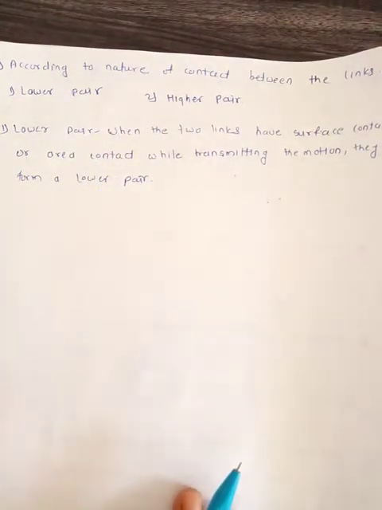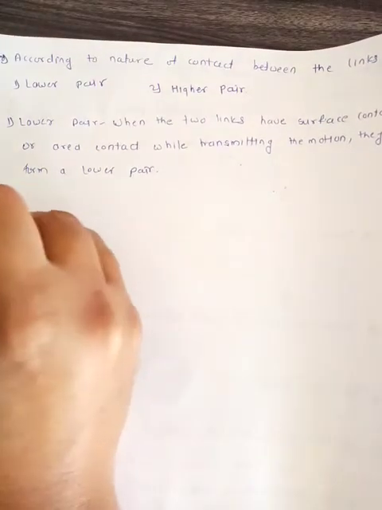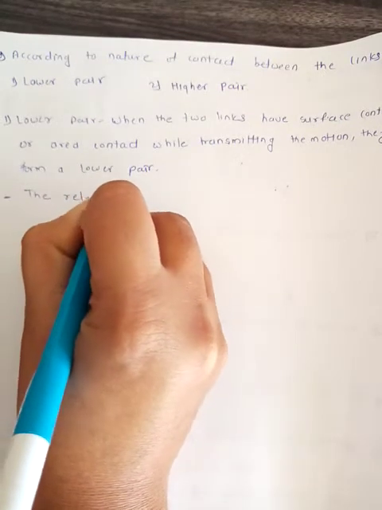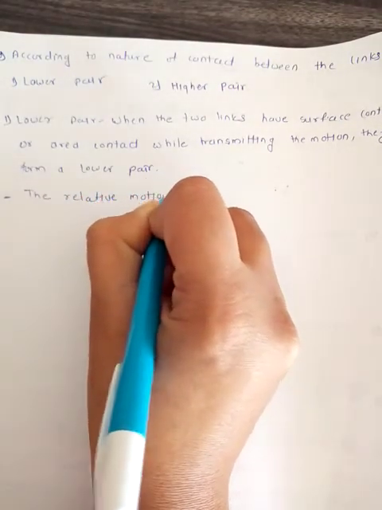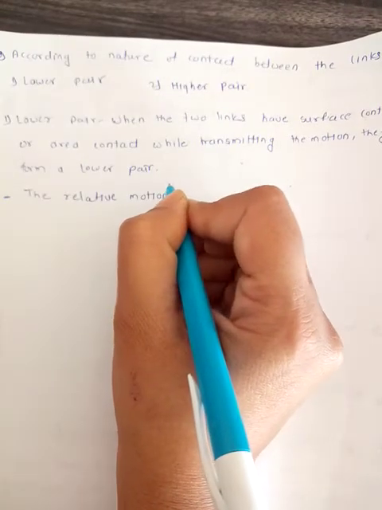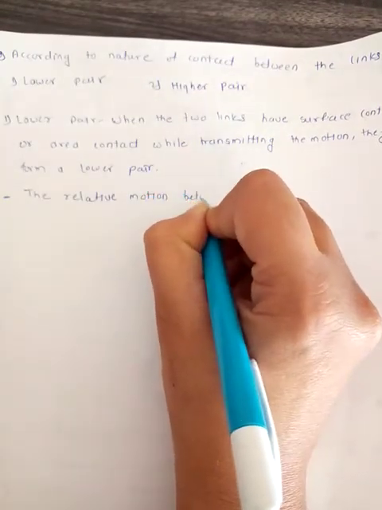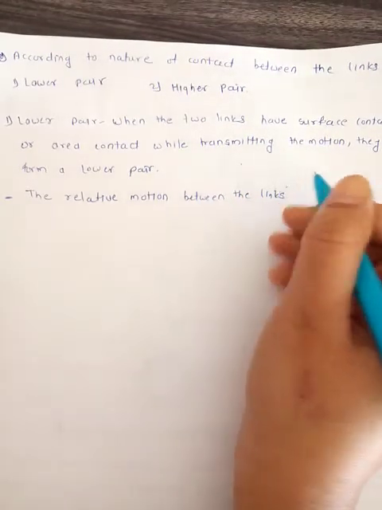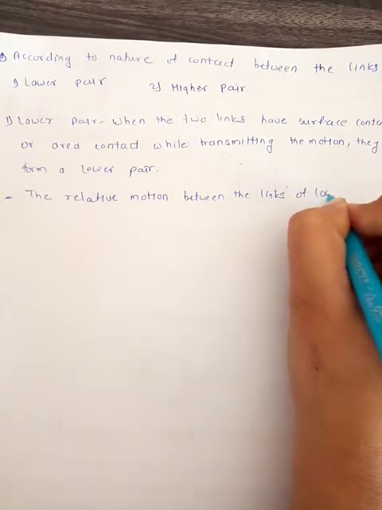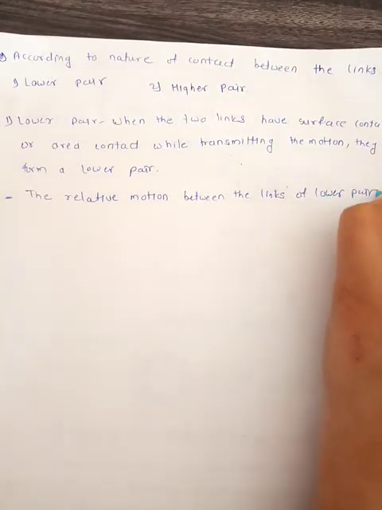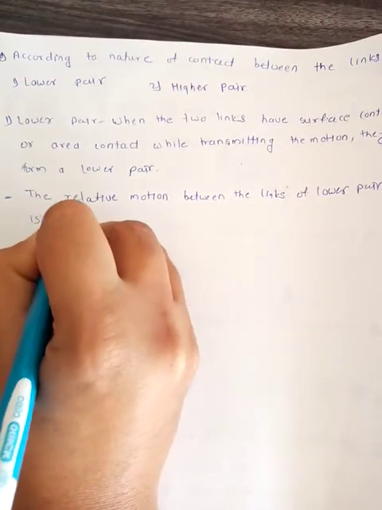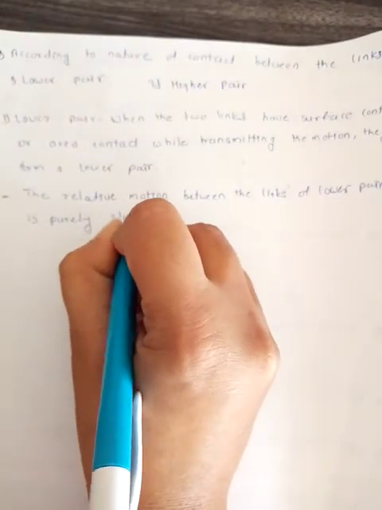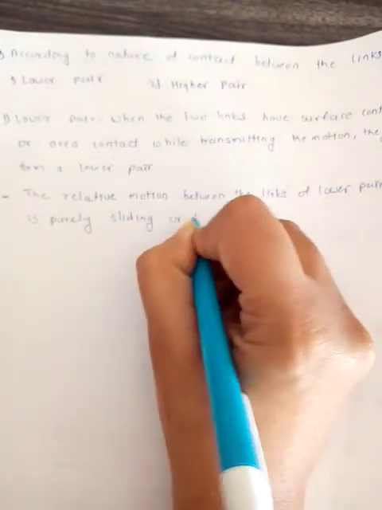So that the relative motion between the links of a lower pair is purely sliding or turning type.